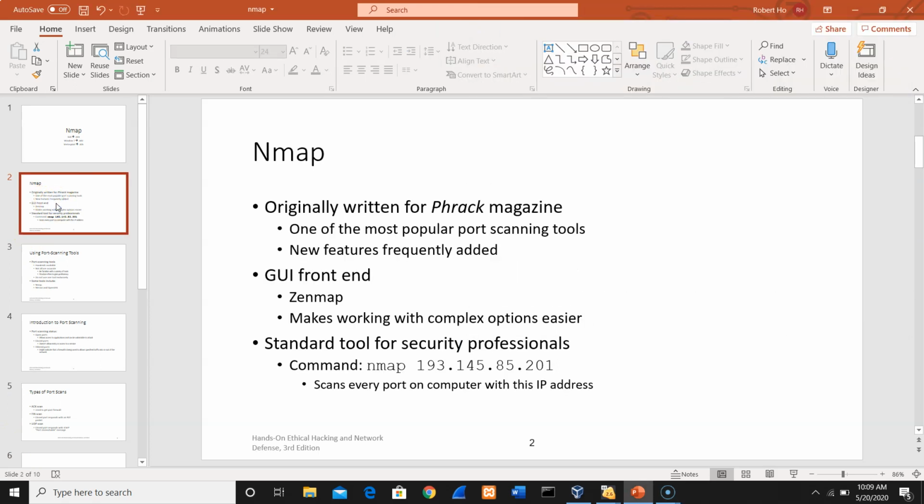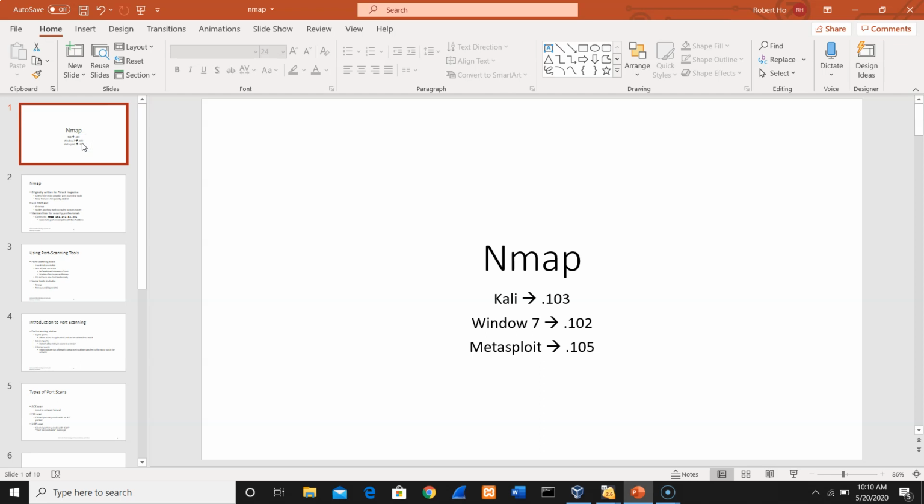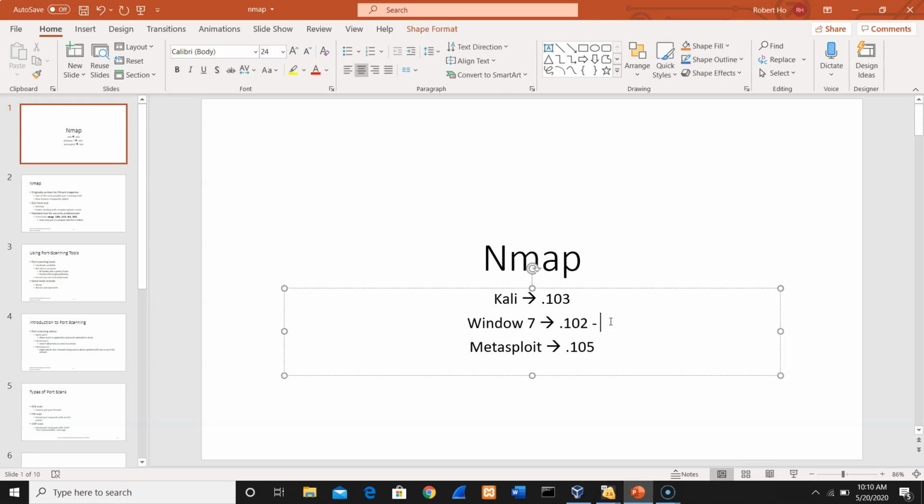Okay, I have a lab setup here with three VMs. The first one is Kali Linux with the .103 IP address. Then there is Windows 7. I'm going to use this as my zombie, and then this is the victim machine. This is the victim, and this is going to be the attacker.